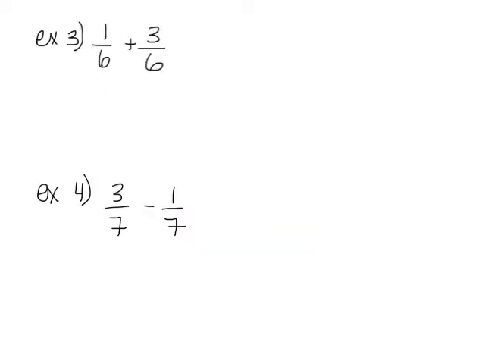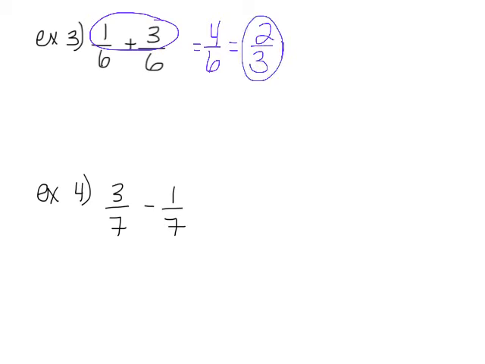Go ahead and pause the video, and I want you to try these two examples on your own. So for our first example, we see that we have like denominators, and all I need to do is add my numerators together. So 1 plus 3 is 4. So I get 4/6. And when I simplify that, I'm going to get 2/3. So my final answer is 2/3.